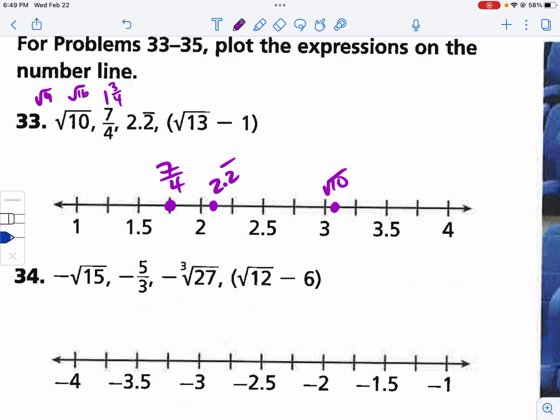This square root of 13 would be 3 point something minus 1. So 2 point something, that is closer. I'm going to say 13 is closer to, yeah, I'm going to say about here for the square root of 13 minus 1.